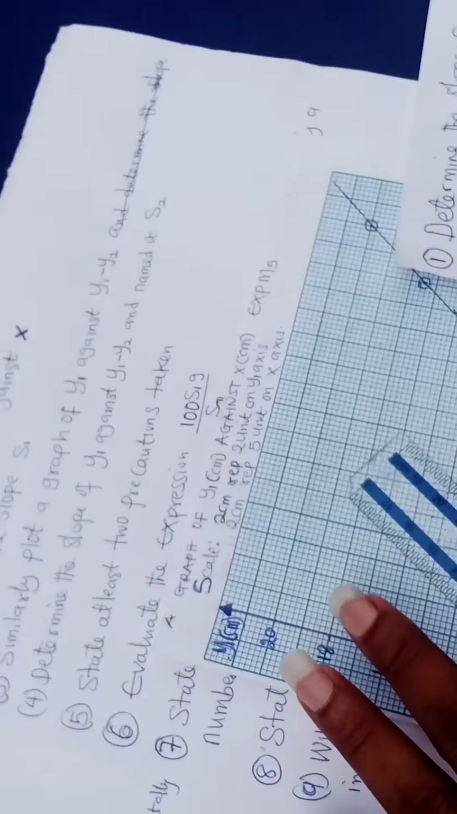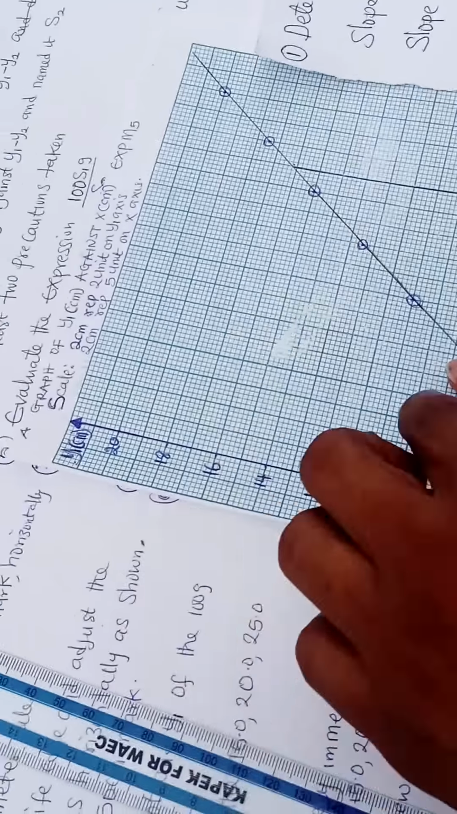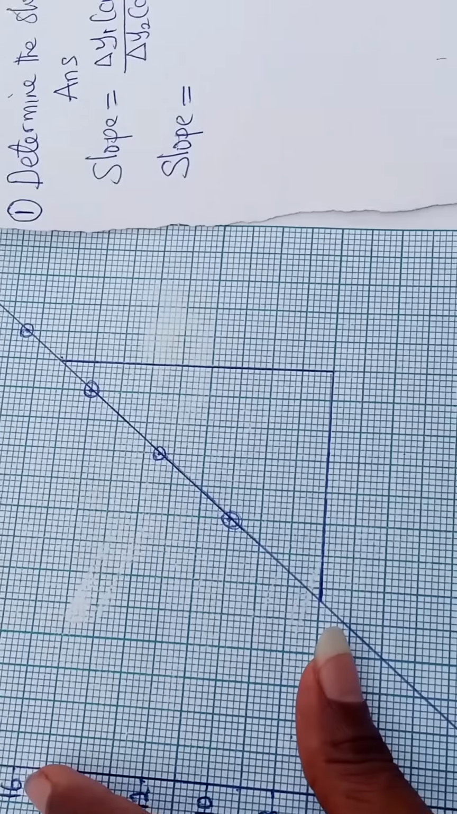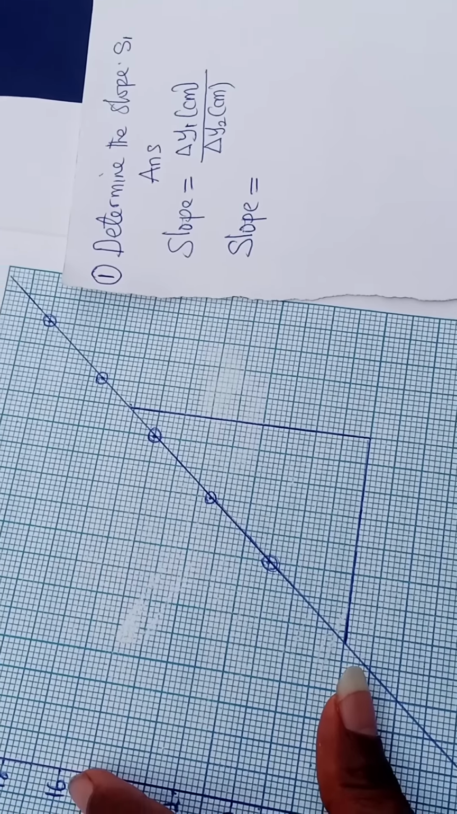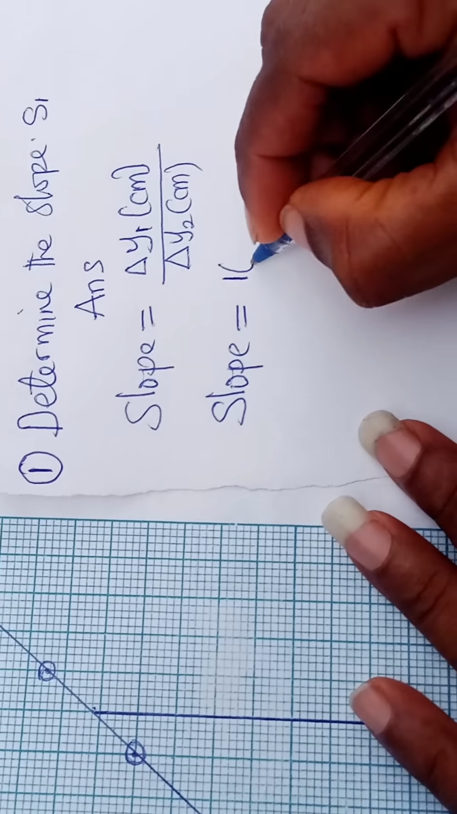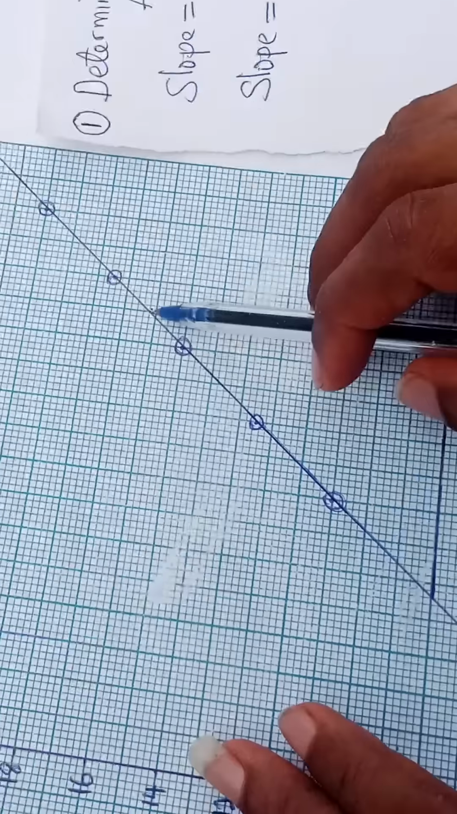So the slope is now equal to, if you look at this thing now, you see, trace it. This point is 16. Then the other point should be 16.2. So this is 16.2 minus, trace this point. This is what?